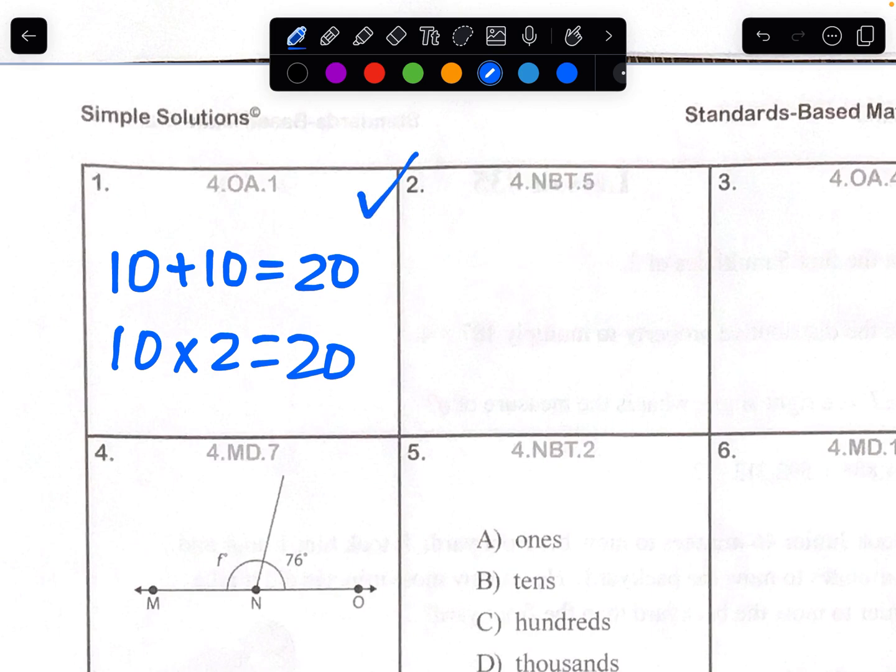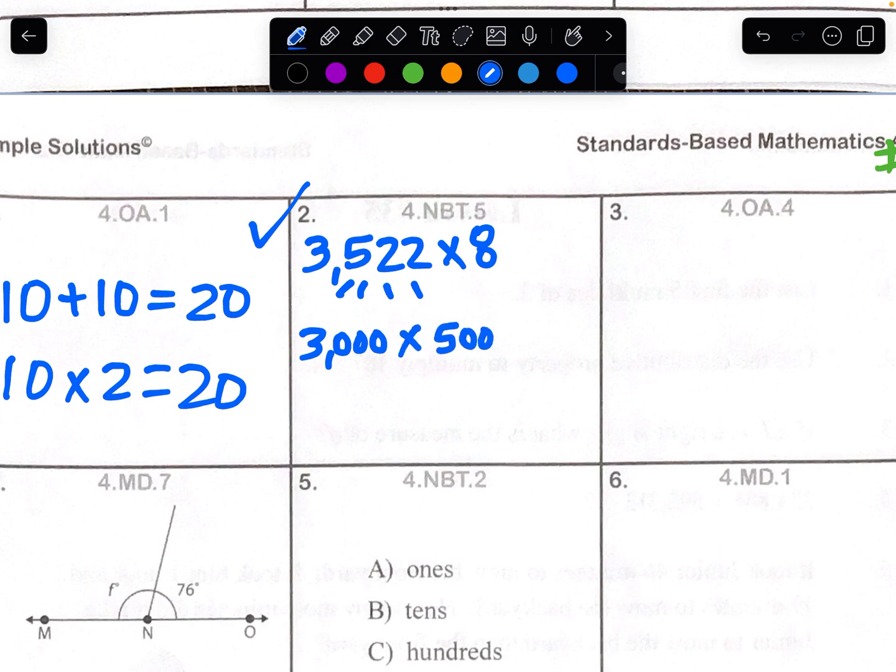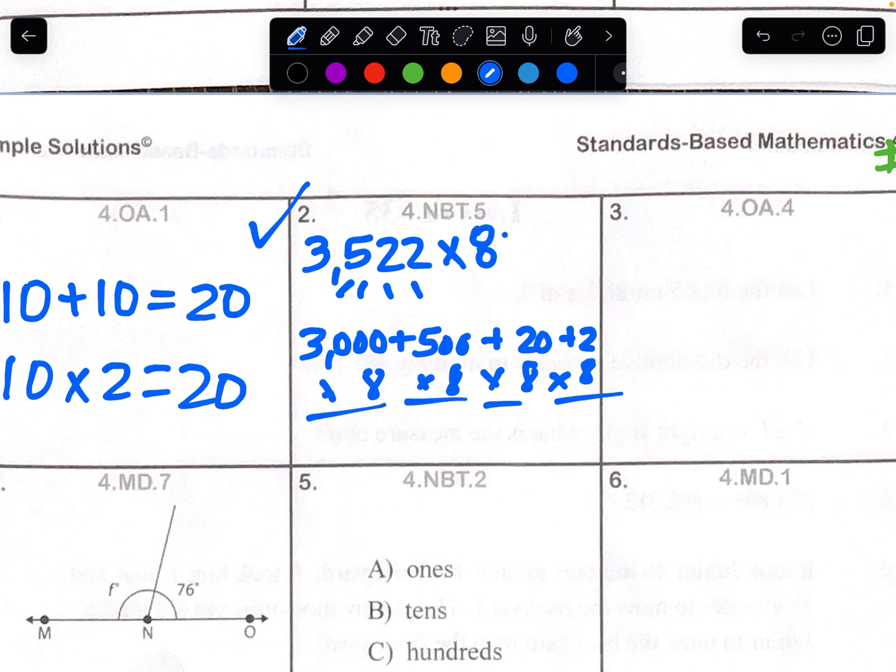All right, we have the distributive property. Remember, the distributive property is when you take the value of each digit in your number and multiply it by the other factor. So I have 3,000 plus 500 plus 20 plus 2, and the factor is 8. You're going to multiply each value by 8 to use the distributive property.